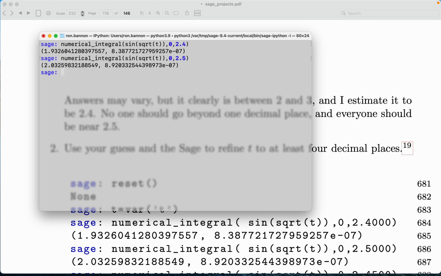And now it's bigger than 2. I want to point out what numbers I'm looking at. This number over here is less than 2. That's bigger than 2. So I know my answer is between 2.4 and 2.5. So someone says, what would you do next?